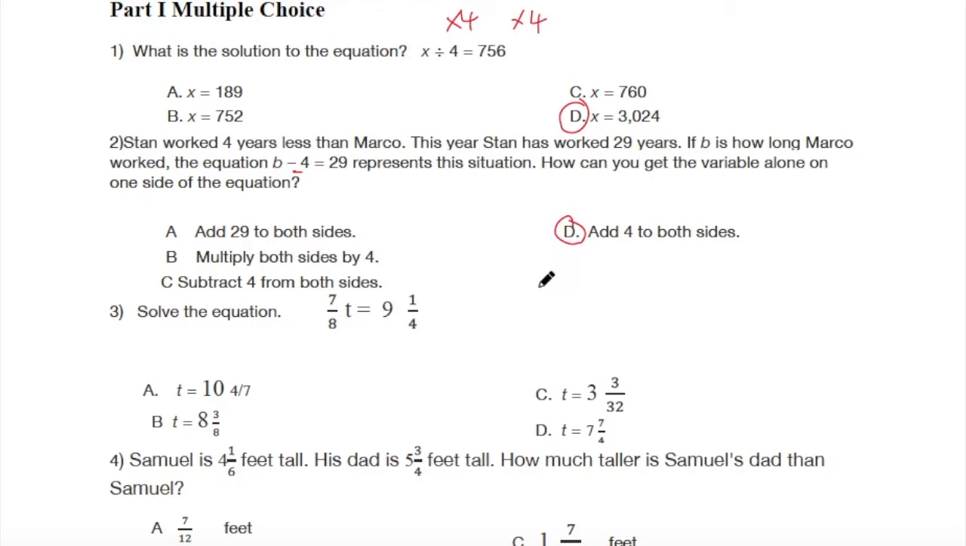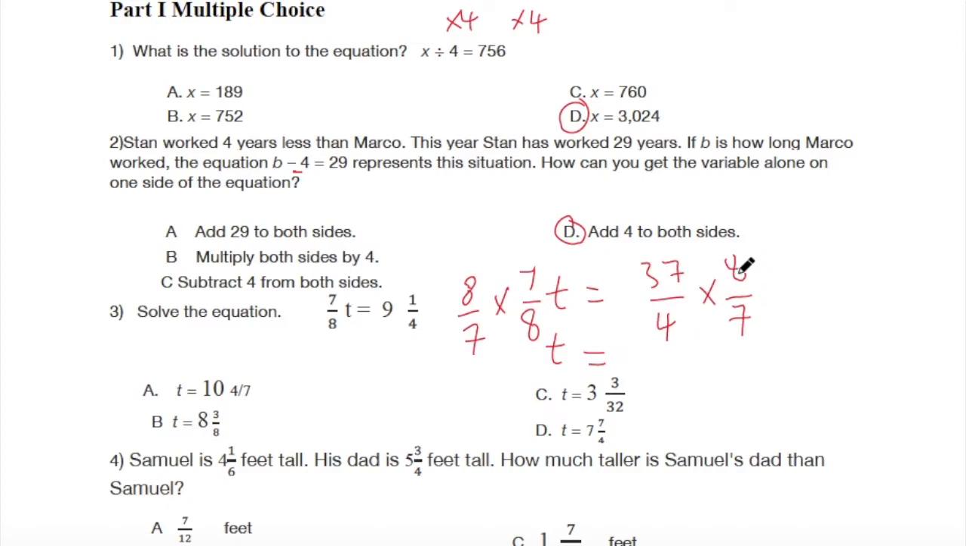Next question, solve the equation 7/8 t equals 9 1/4. First step is to convert your mixed number 9 1/4 into an improper fraction. So it will be 7/8 t equals 37/4. Using the property of division, we can multiply by the reciprocal of 7/8. So it will be 8/7 on both sides. Now t will be alone.